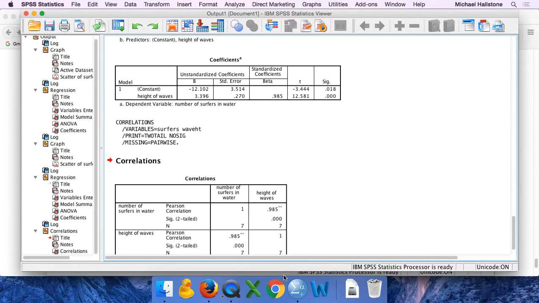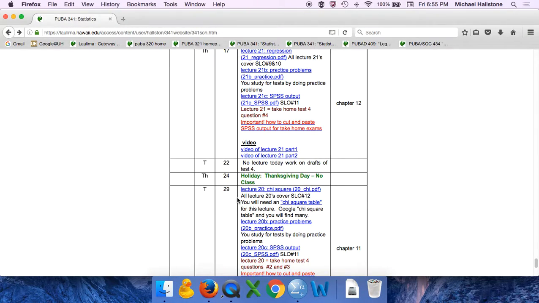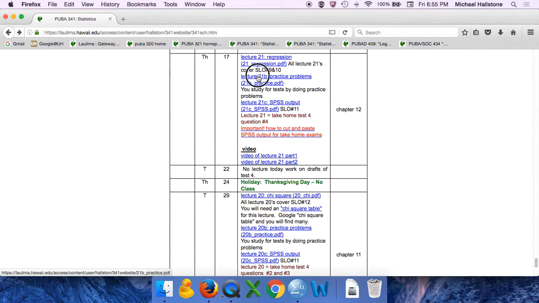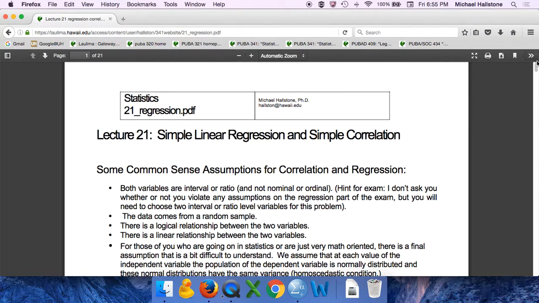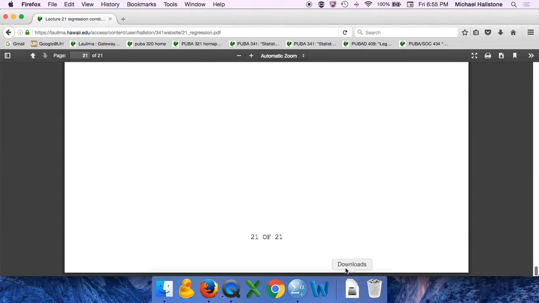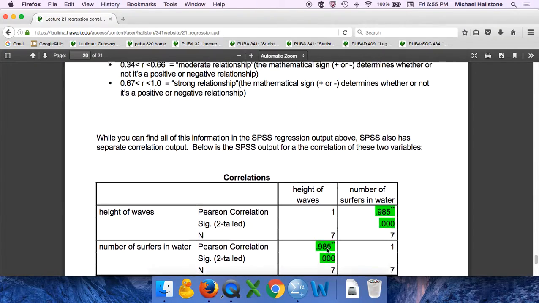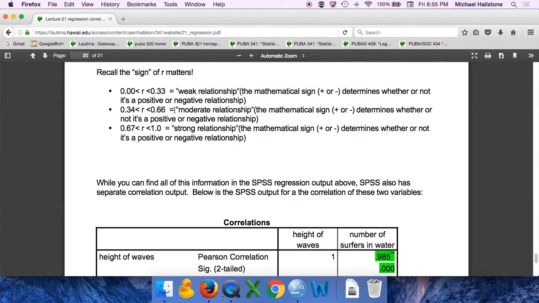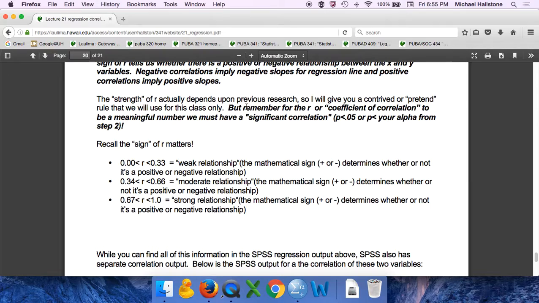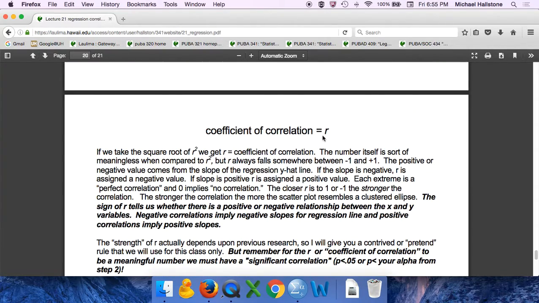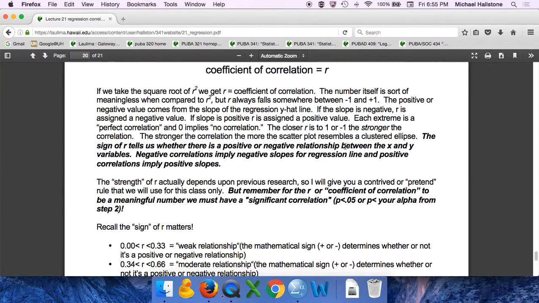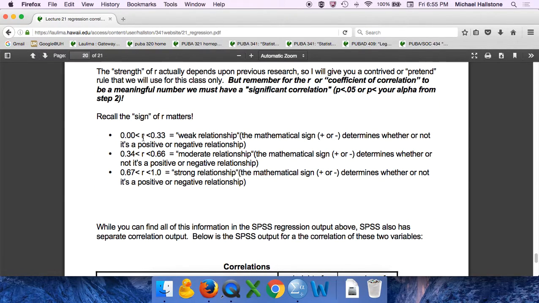Okay, so we want to know, well, how do we interpret r? It's amazing what you can find when you read the book. Here's the book. Here's the chapter on regression, if you will. Go all the way to the end. I actually have that same output here. There's the coefficient of correlation, or r. Here's where I would tell you how to interpret it.